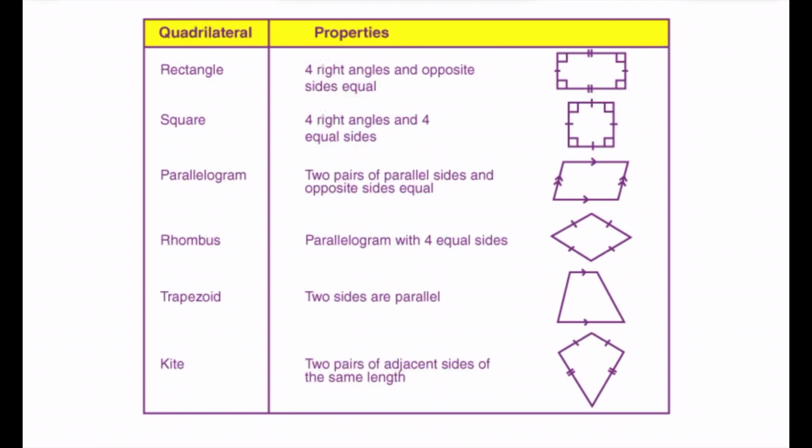So the difference between a rectangle and a square is that in a square, all of the sides are equal, and then in a rectangle, there's two sets of equal sides. Now we'll look at the parallelogram.